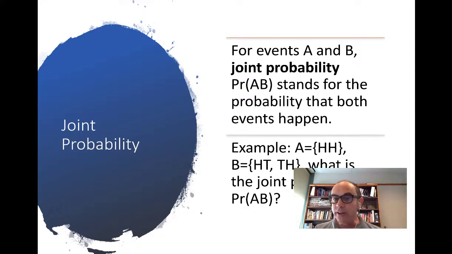But what about joint events? For events A and B to be joint events, the probability that both events can happen.